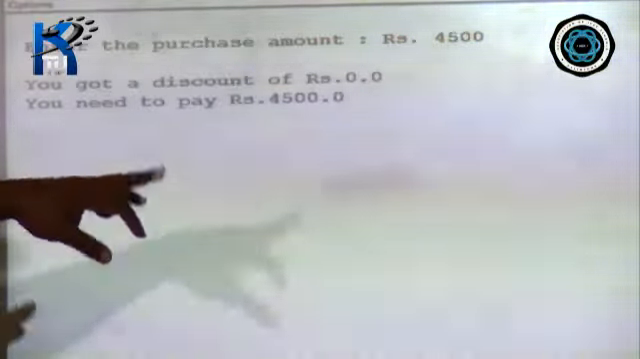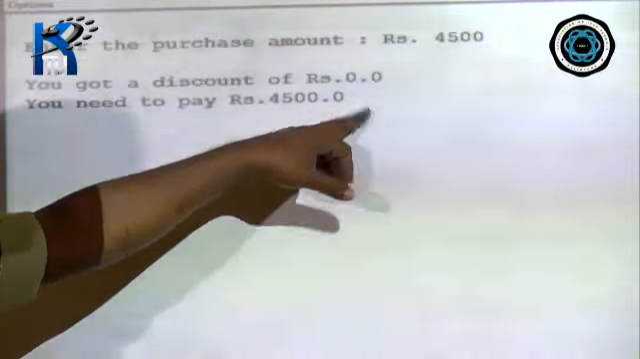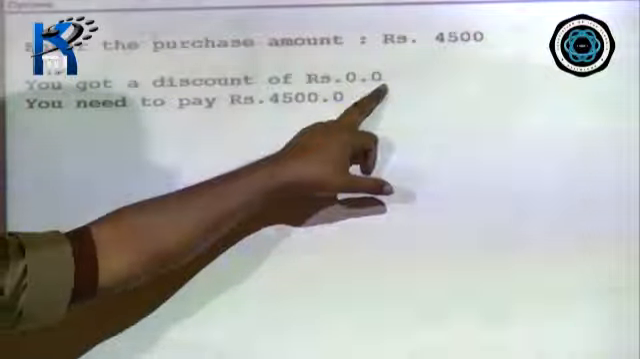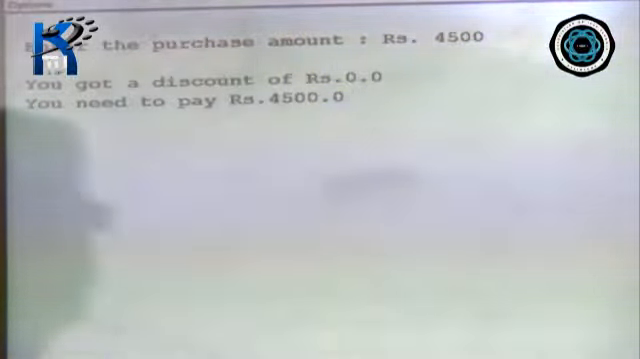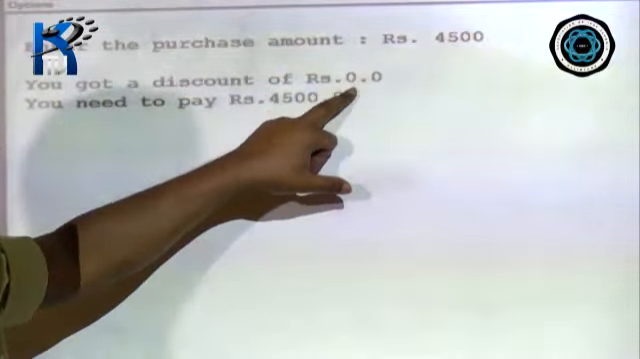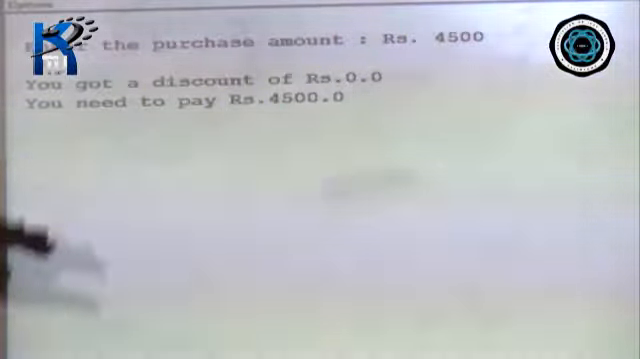Since the control doesn't enter the body of the if, DA value remains as 0.0. So purchase amount was 4,500. See, discount is 0.0 because the initial value remains. We have not entered the body of the if to change the value of DA. It remains with the initial value. So there is no discount, 0.0. And the final bill, remember final bill calculation was purchase amount minus discount amount, PA minus DA. PA 4,500, DA is 0.0. So 4,500 minus 0.0 is 4,500 only. So final bill amount is 4,500.